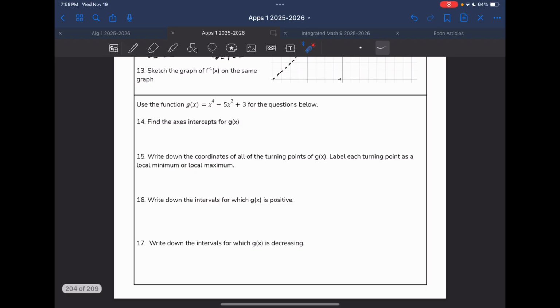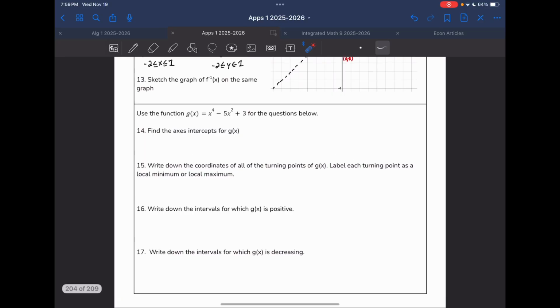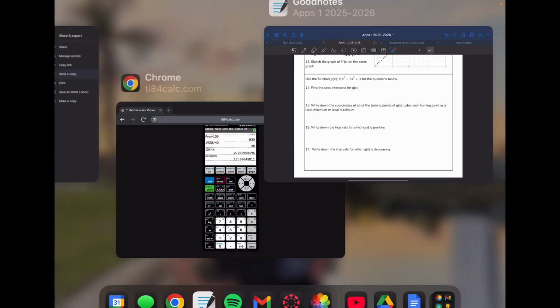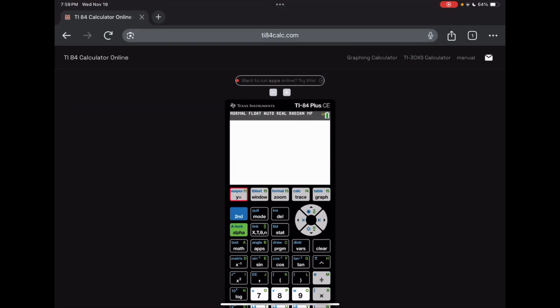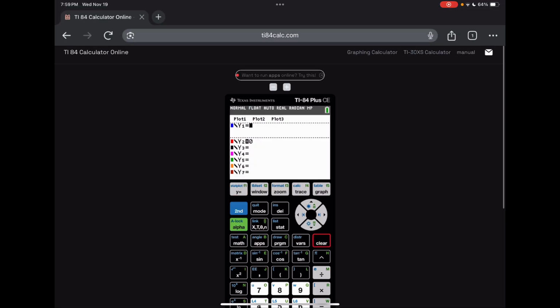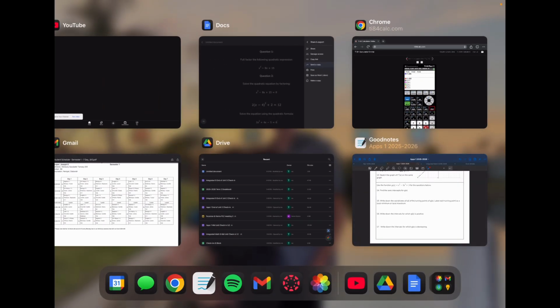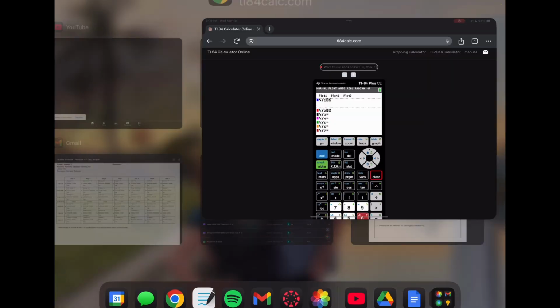All right, and then for these ones down here, we're going to want to analyze a graph using our graphing calculator. So the first thing we're going to want to do, type it into y1. So it's going to be x to the fourth minus 5x squared plus 3.